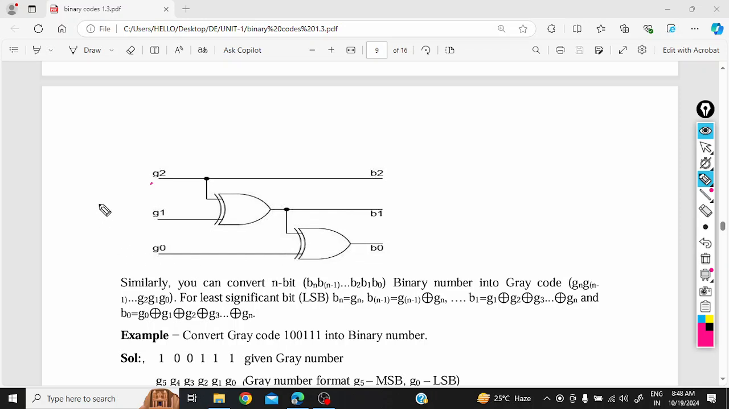So if I have the gray number 101, 1 will come as output directly. The next inputs differ, so the output is 1. Next, this 1 and this particular 1, the same inputs, so the output is going to be 0. So for the gray code 101 I am going to get the output 110. This is how we represent the gray to binary conversion.